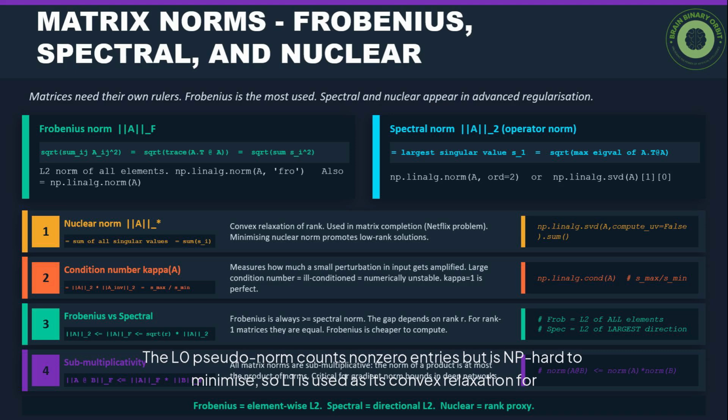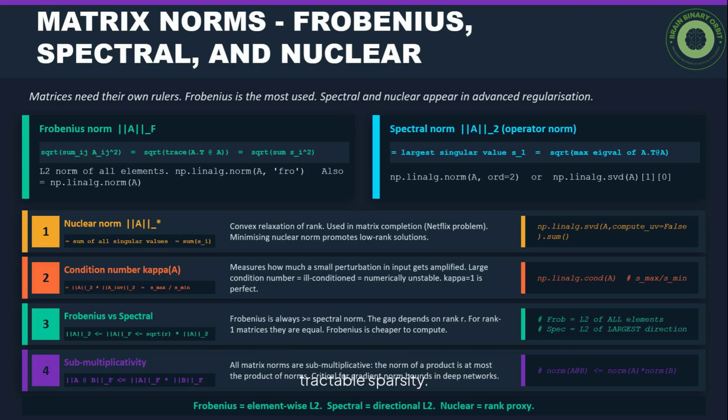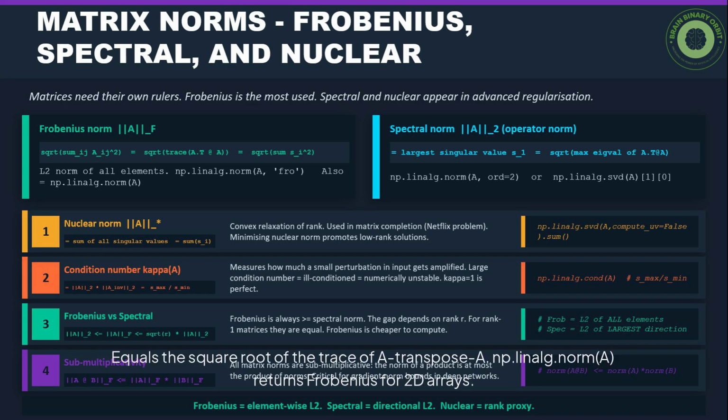The L0 pseudo-norm counts non-zero entries but is NP-hard to minimize, so L1 is used as its convex relaxation for tractable sparsity. Three matrix norms matter. Frobenius norm: the square root of the sum of all squared elements. Equivalent to the L2 norm of the vectorized matrix. Equals the square root of the trace of A transpose A. np.linalg.norm(A) returns Frobenius for 2D arrays.